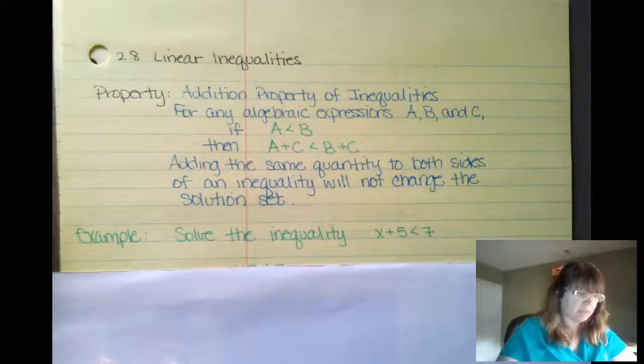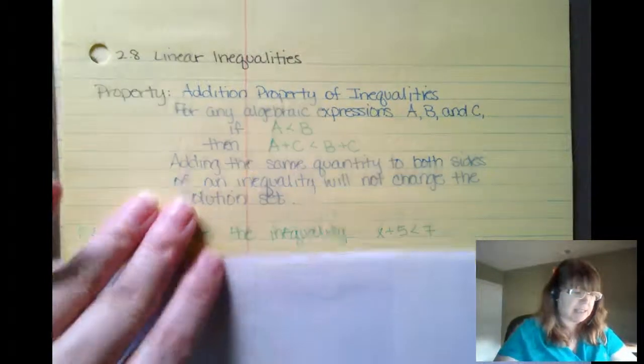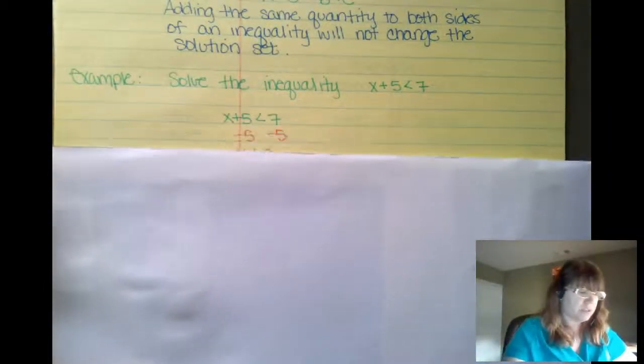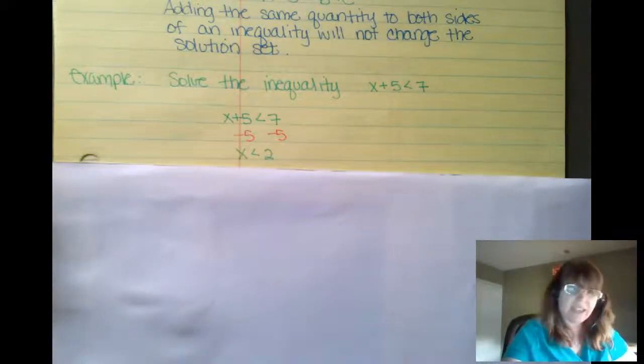So let's solve an example. x plus 5 is less than 7. First, we're going to treat it the same as we would if that was an equal sign instead of a less than. I'm going to subtract 5 from both sides. So I have x is less than 2.